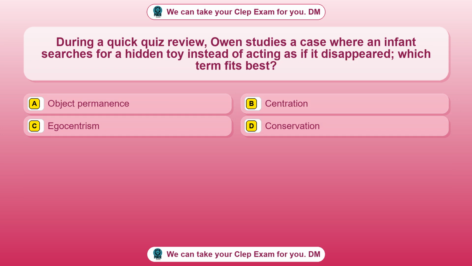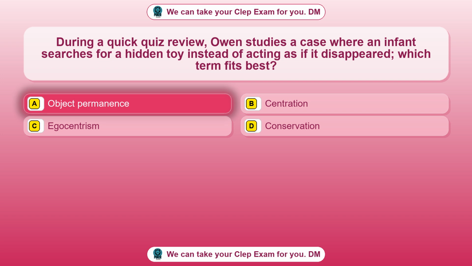Question 18. During a quick quiz review, Owen studies a case where an infant searches for a hidden toy instead of acting as if it disappeared. Which term fits best? Option A, object permanence. Option B, centration. Option C, egocentrism. Option D, conservation. The correct answer is option A.